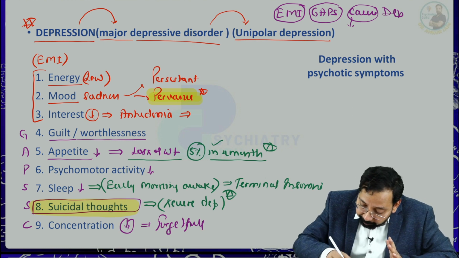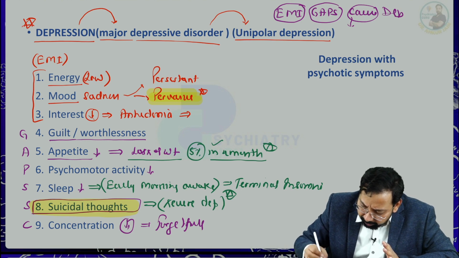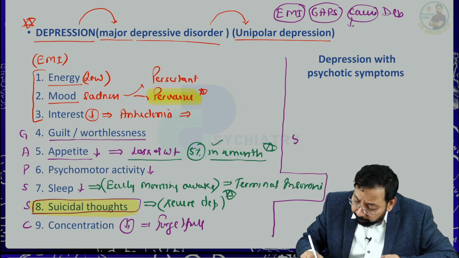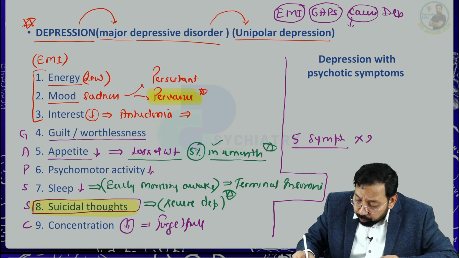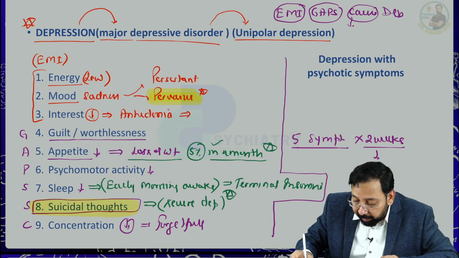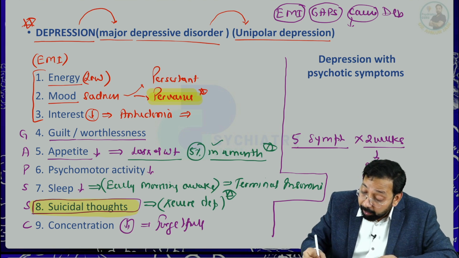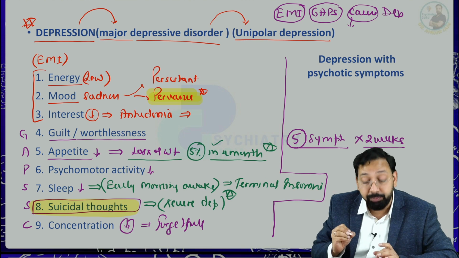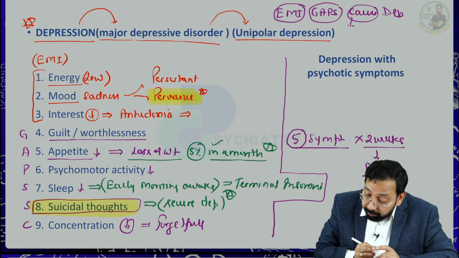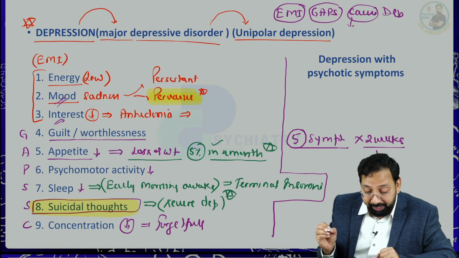According to DSM-5, out of these symptoms, if 5 symptoms are there for 2 weeks, I will make the diagnosis of major depressive disorder or depression or unipolar depression. Although, to be more precise, out of five symptoms, one symptom should be either mood or interest. Okay.